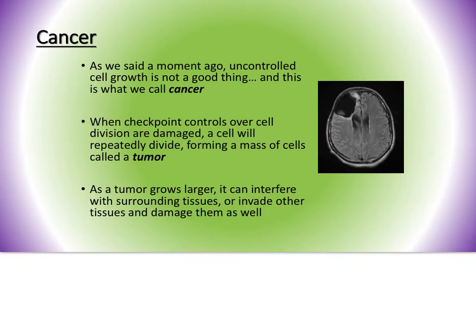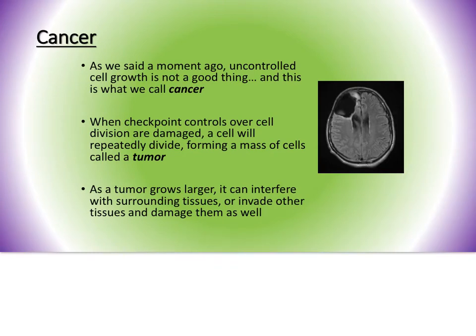So the slide here says, as we said a moment ago, but as you will see in the cell cycle notes, uncontrolled cell growth or out of control cell division is a really bad thing. And ultimately that is what cancer is. Cancer is a situation where the cell begins to divide too many times and you end up with way too many cells. And when those checkpoint controls that should keep track of cell division get damaged, a cell repeatedly divides to form a mass of cells called a tumor.